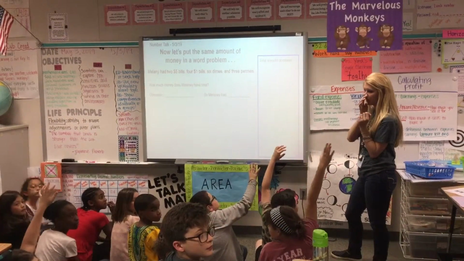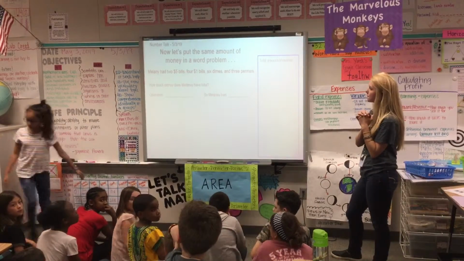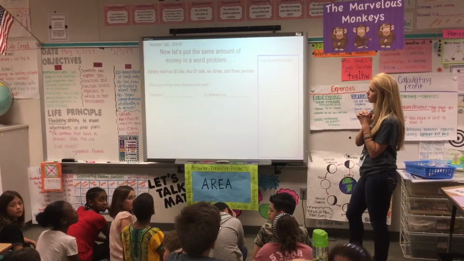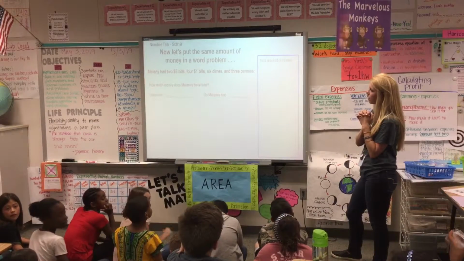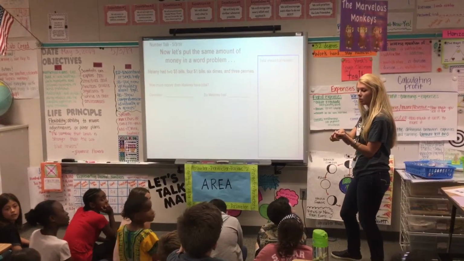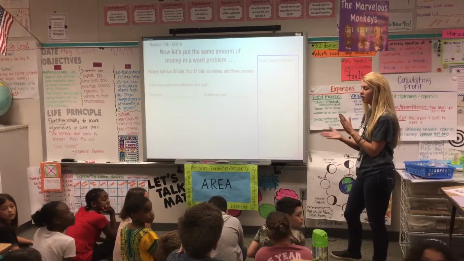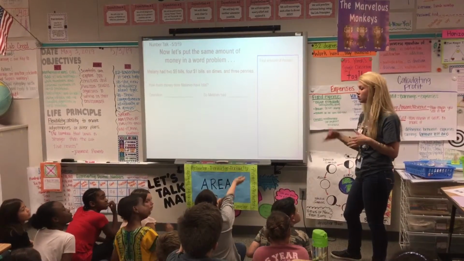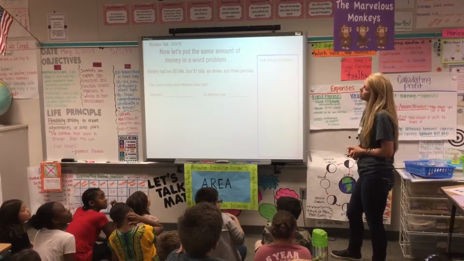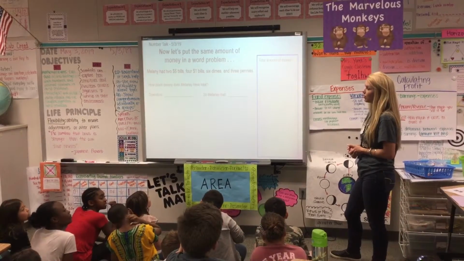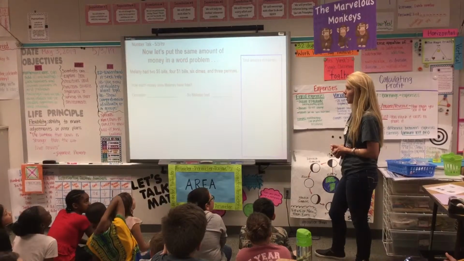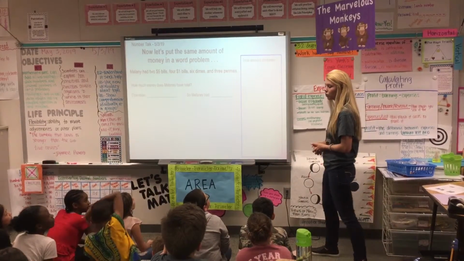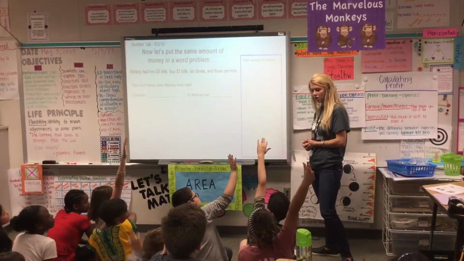Let's see. Emma. Melanie had 2 $5 bills, 4 $1 bills, 6 dimes, and 3 cents. Okay, so we know we always like to read our word problems more than once. So I'm going to read it, and then I'm going to choose another volunteer to read as well. So it says, Melanie had 2 $5 bills, 4 $1 bills, 6 dimes, and 3 pennies.